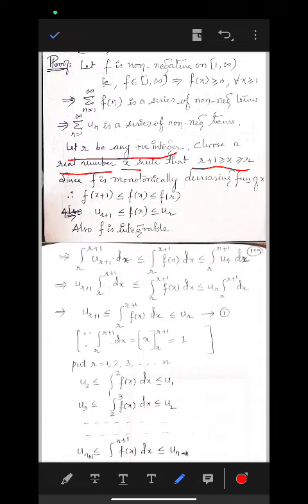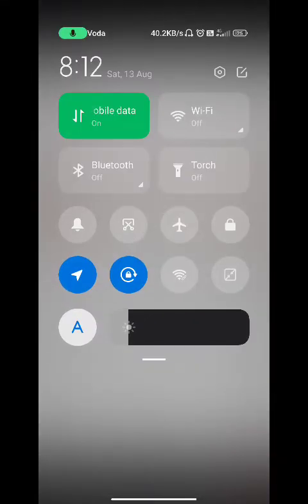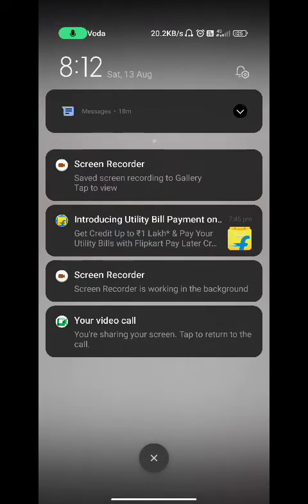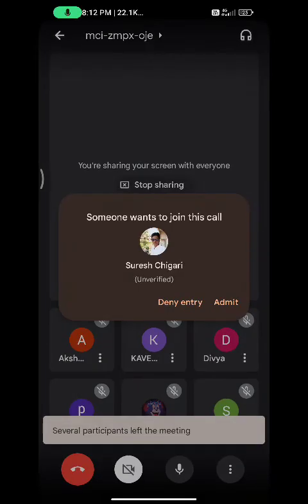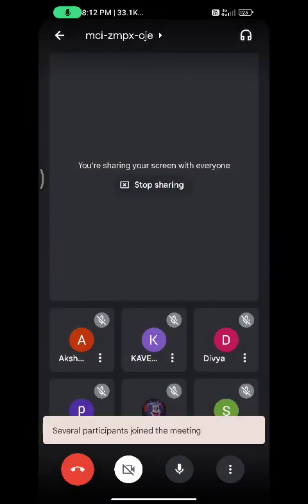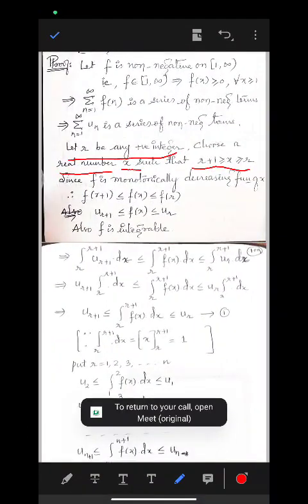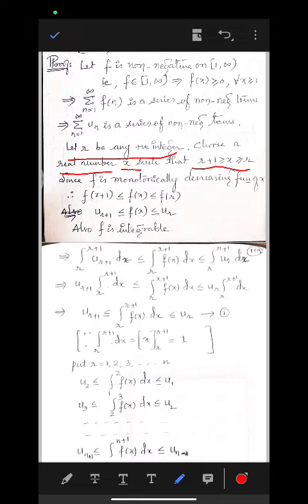See, you need to choose a real number x, and how you need to choose it: the x value lies between r and r plus 1. And since f is monotonically decreasing, can anybody tell me what is the definition of monotonically decreasing?